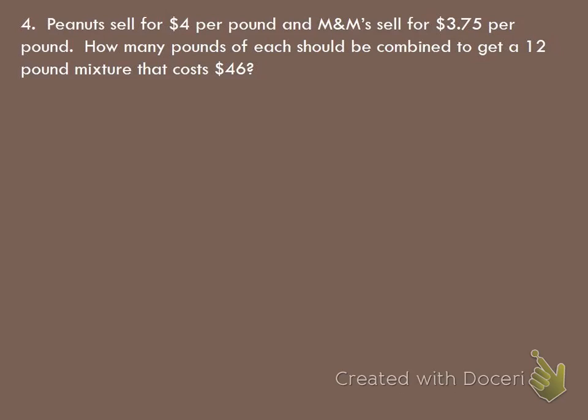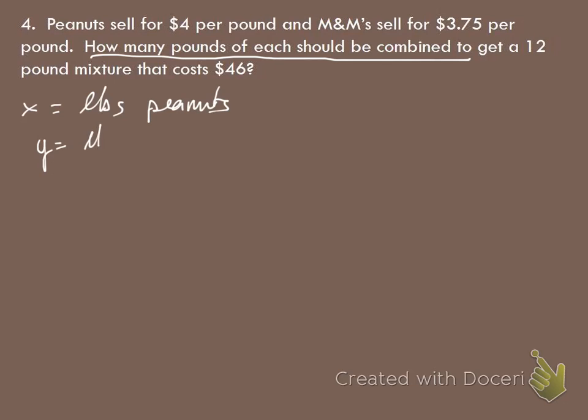Okay. All right, again, try it forward, stop the video, and then fire it back up to see if you're right. Okay, so it says how many pounds of each should be combined? Each what? Well, peanuts and M&Ms. So X can be the pounds of peanuts. Y can be the pounds of M&Ms. And if I add those two amounts together, that has to equal 12.